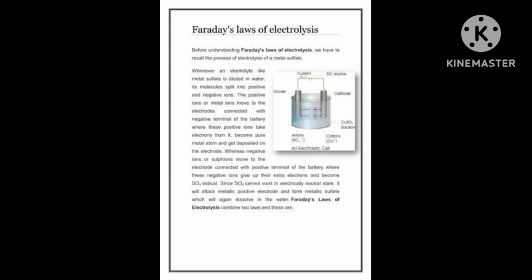1 mole of copper means 63 gram of copper. 63 is the atomic weight of copper. So 2F, that is 2 into 96,487 coulomb, is required to get 1 mole of copper, or 63 gram of copper. But you have only 900 coulomb. This is the standard rule.